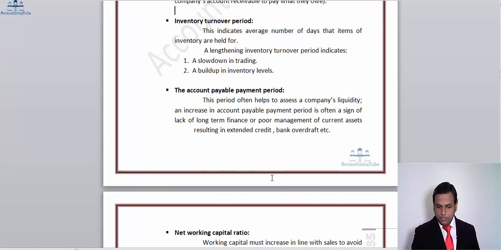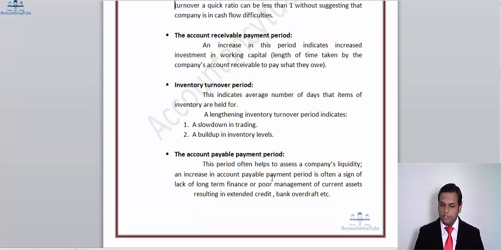Then we have got accounts receivable. An increase in this period indicates an increase in investment in working capital, the length of time taken by the company's accounts receivable to pay what they owe. This basically implies the average number of days the customers held our money, which we have generated from sales. The formula was quite simple: receivables over credit sales, multiplied by 360 days or 365 days, depending upon which assumption you use. And that's how we computed the receivable payment period.